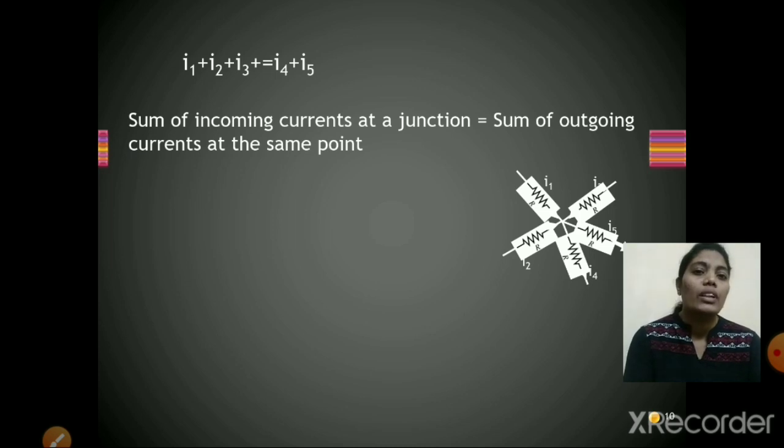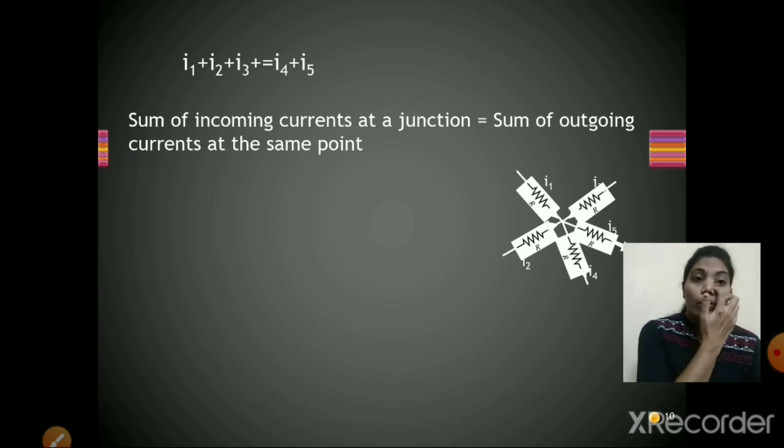Now what are I1, I2 and I3? They are the currents which are flowing towards the junction. So they are known as incoming currents. And what are I4 and I5? They are the currents which are flowing away from the junction. So they are known as outgoing currents.